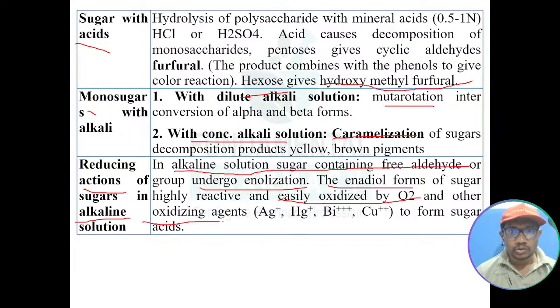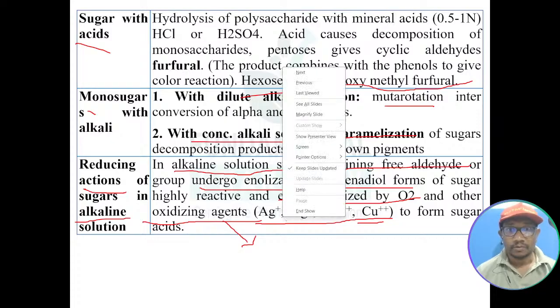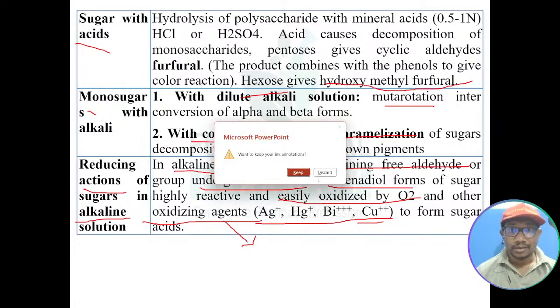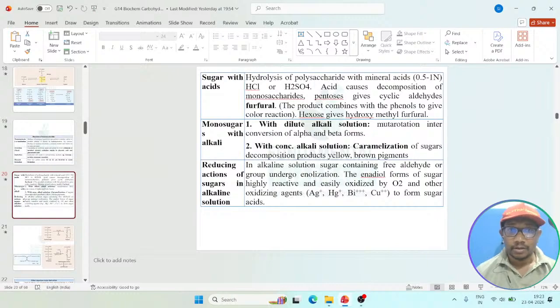So in an alkaline solution the sugar forms an aldehyde and undergoes enolization. Enediols are reactive, and they get easily oxidized by oxidizing agents like silver, mercury, copper, etc., to form a sugar acid, and this is the test. This is the basis of identification of reducing and non-reducing sugars.